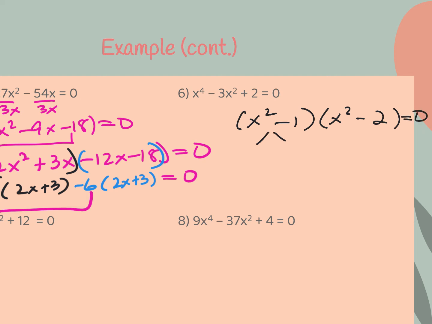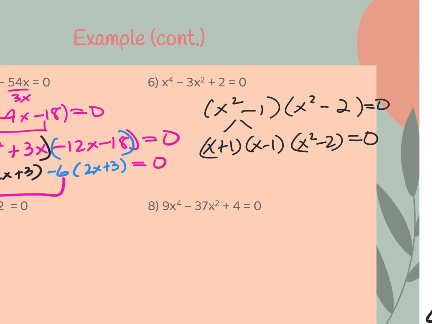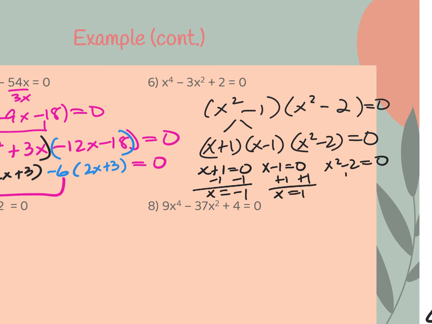Set each one. Actually, I can factor this one. This one I can't factor, so just rewrite it. Now set each of the factors equal to 0. And solve for x. So subtract 1. First solution is negative 1. Next one is positive 1.